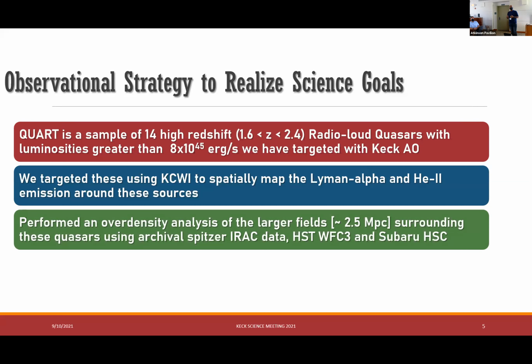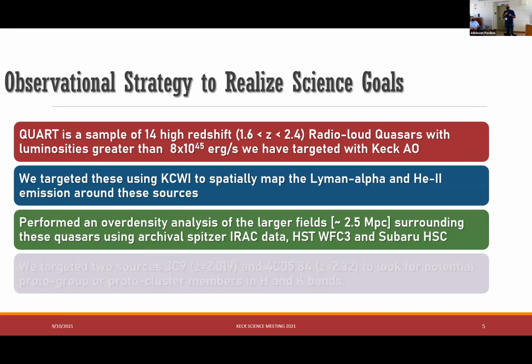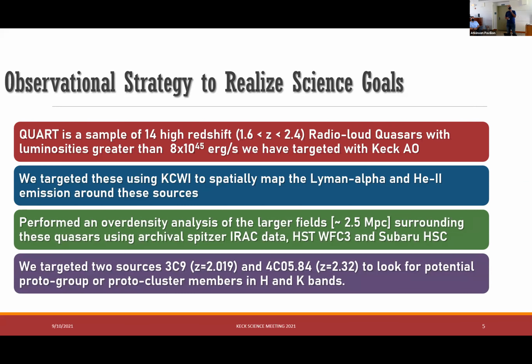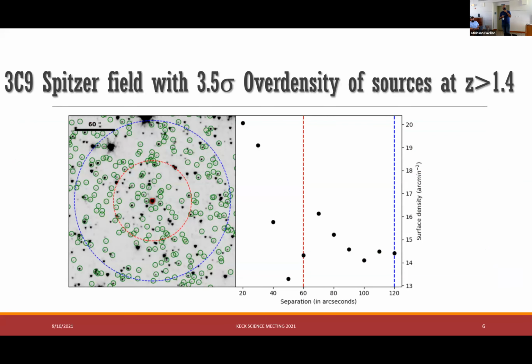We used Hubble with C3 and Subaru Hyper Suprime-Cam data, and we identified overdensities around 2 of our sources, 3C9 and 05.84. These are the sources I'll be presenting today. So we went fishing. We looked for proto-group and proto-cluster members around these quasars, both in the much larger field and in the immediate vicinity of the quasar.